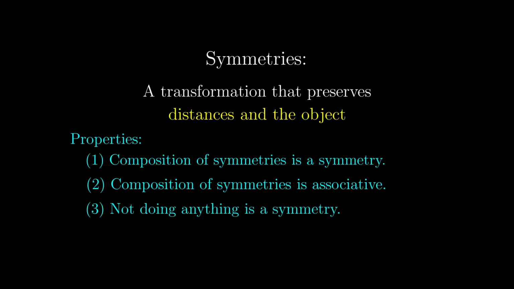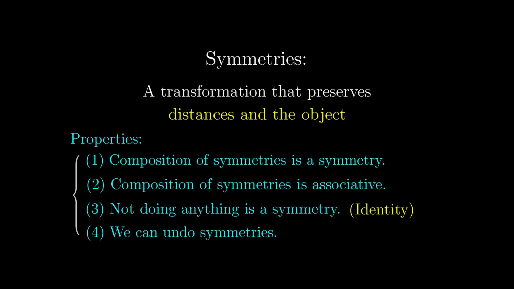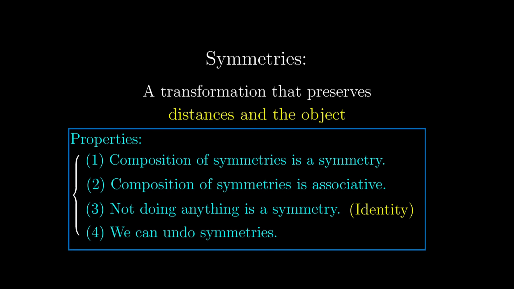Also, not doing anything is a symmetry, because not doing anything definitely preserves distances and the object. We call this symmetry of not doing anything the identity. And the last property is that we can always undo a symmetry, and this undoing is a symmetry itself. And these four properties are what's captured in the group axioms. All these properties are pretty intuitive, and you should keep these in the back of your mind because we will subconsciously use them a lot of the times.